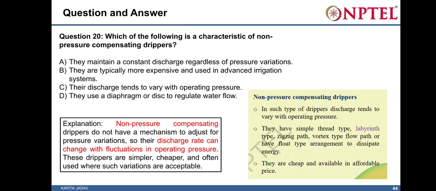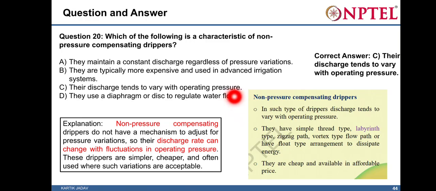Which of the following is a characteristic of non-pressure compensating drippers? So non-pressure compensating drippers do not have a mechanism to adjust for pressure variation, so the discharge rate can change with fluctuation in operating pressure. And these drippers are simpler, cheaper, and often used where such variations are acceptable. So the correct answer is option C. The discharge tends to vary with operating pressure.